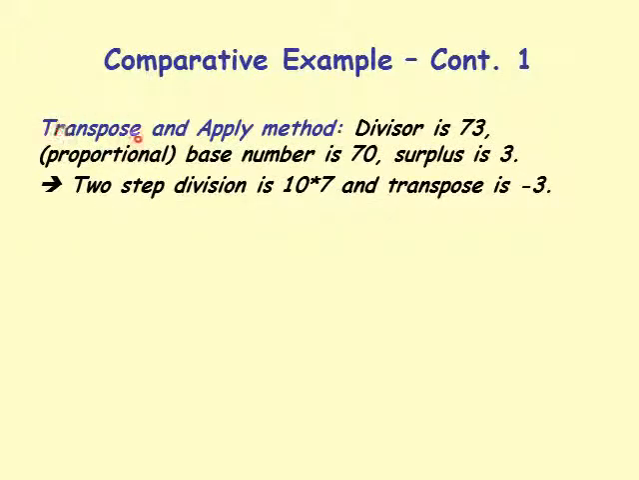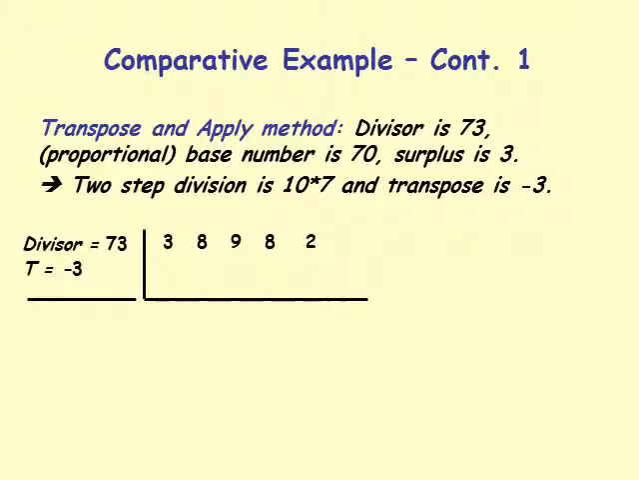Let's first do the transpose and apply method. Divisor is 73. Proportional base number is 70. Surplus is 3. Two-step division is 10 times 7. First divide by the natural base number 10, then by the proportionality, and the transpose of surplus is minus 3. So we set up the problem like that: divisor 73, transpose minus 3, and dividend 38982.